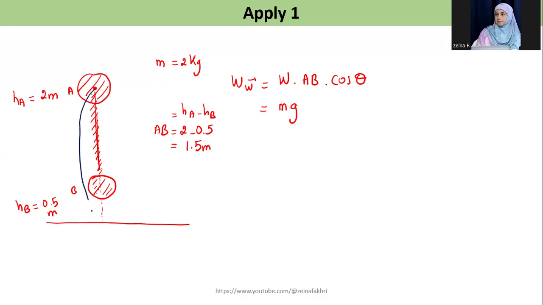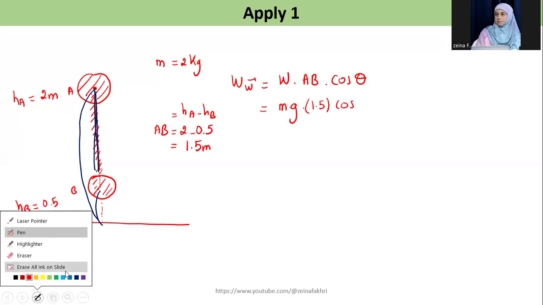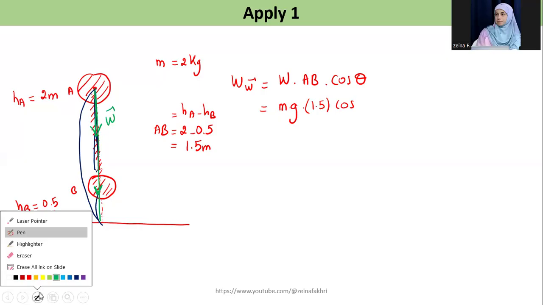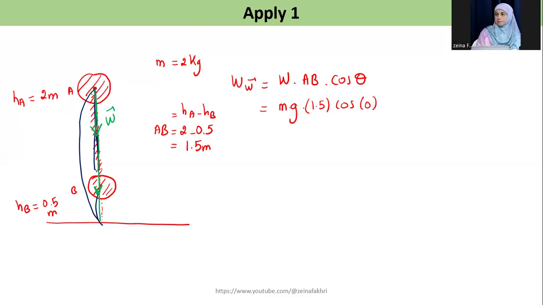So height A minus height B will give us this part, which is AB, which is the displacement. Then we can continue the calculation. AB is 1.5, and cosine is of the angle between the force and displacement. The weight has this direction, and AB also has this direction here, so they are parallel and in the same direction. This means that the angle is equal to 0, so cosine 0 is 1, and we get 2 multiplied by 10 multiplied by 1.5. We get at the end 30 joules.